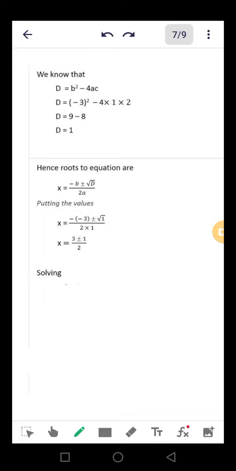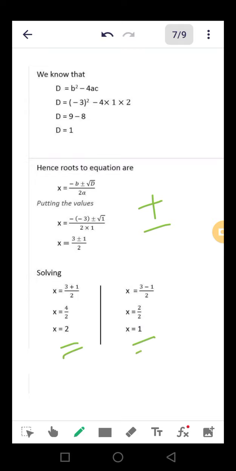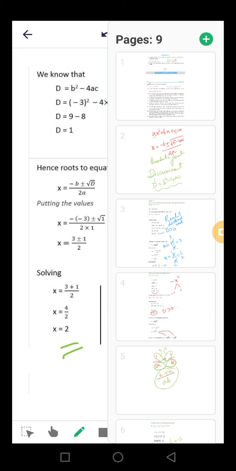Now first we take the plus sign. 3 plus 1 by 2, that is 4 by 2, which gives you 2. Then next we'll take minus: 3 minus 1. First we take 3 plus 1, then the second time we take 3 minus 1 because it is plus or minus. We should take both the signs. So 3 minus 1 by 2 is 2 by 2, that is 1. So the roots of this equation are x equals 2 and x equals 1. So this is the way we factorize by using the quadratic formula.